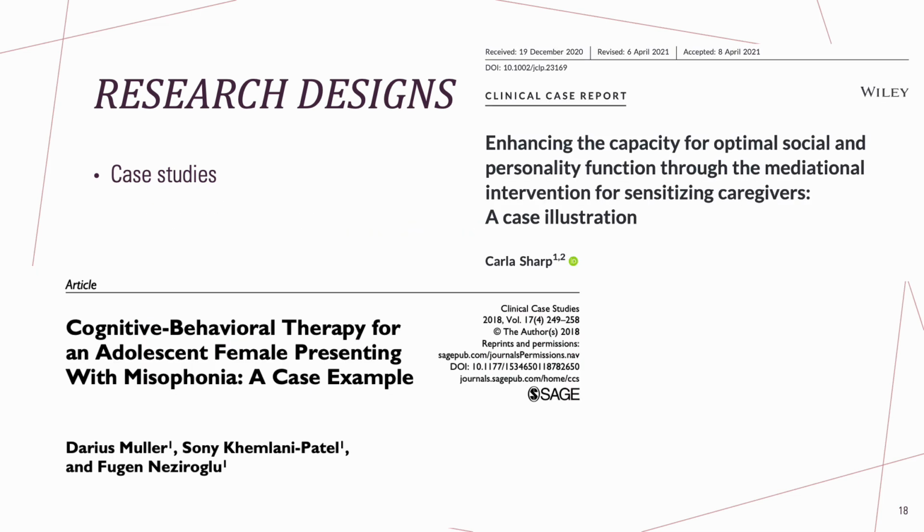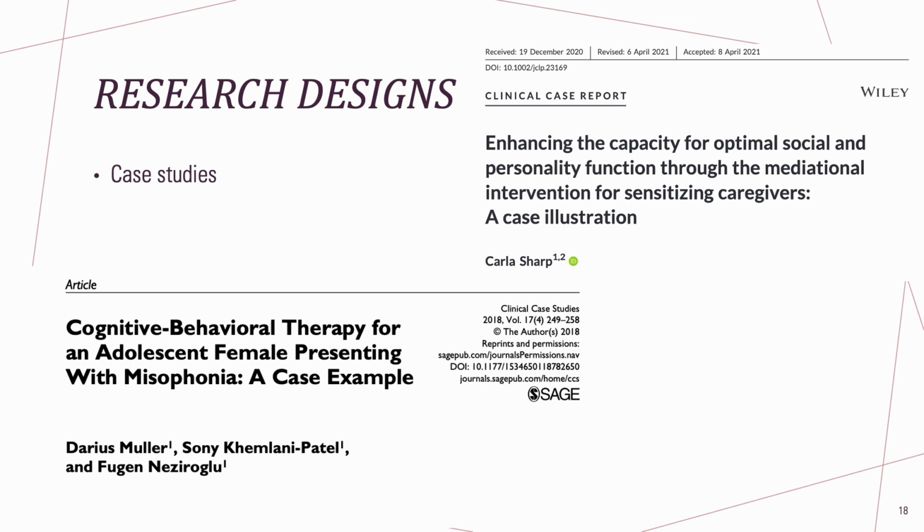I give a couple examples here. These are two papers that I know exist. This one on the bottom left is CBT for an adolescent female presenting with misophonia, a case example. This is actually a paper that I looked at when I was trying to treatment plan and prepare for a client I was seeing last year who had misophonia. Interestingly, misophonia is not in the DSM, so it's not formally recognized as a mental health problem, in the DSM at least. Because of that, there's really not as much research out there.